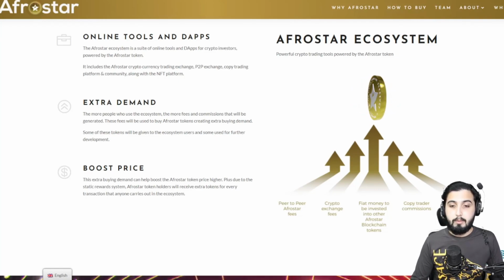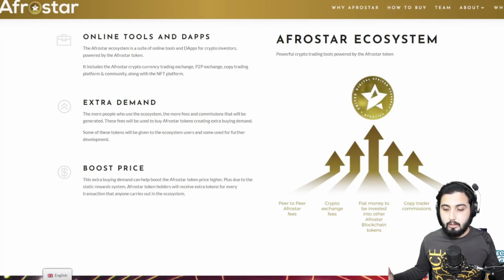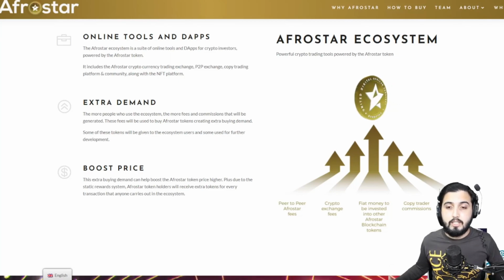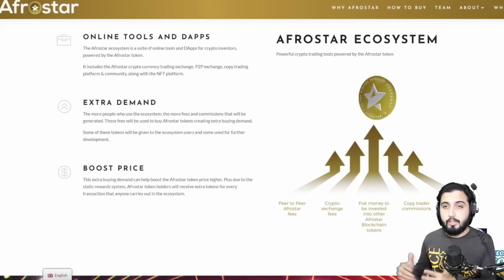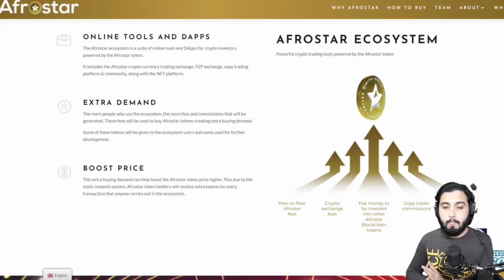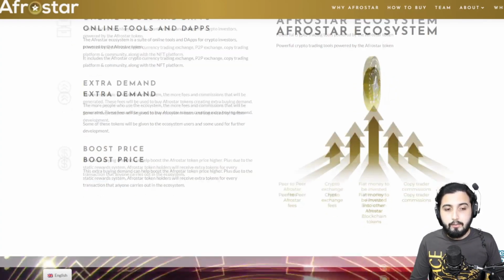So all these functions are basically going to be included as transactions of the Afrostar token, and on every transaction there's going to be a fee, and with that fee, the buyback and the static rewards, the more assets that are actually brought into the project, the market cap will increase, and with that, the value of the token, which is the Afrostar token.